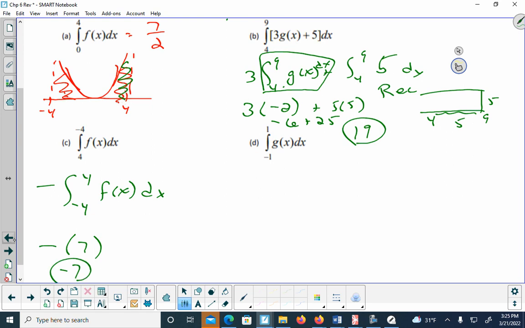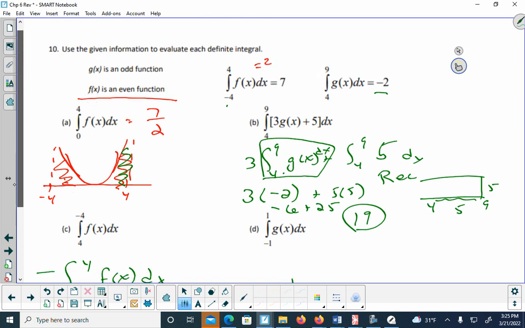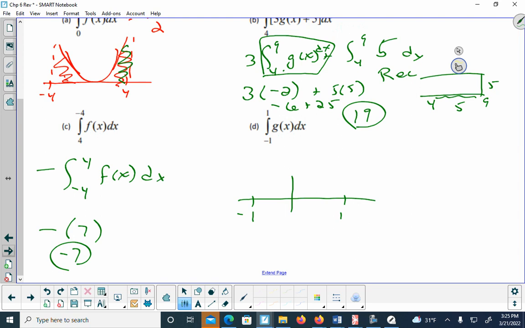And the last one, I'm going from negative 1 to 1. g of x is an odd function, which means it looks the same as, just x, which means that this triangle will be the same as this triangle. So if I'm going from negative 1 to 1, then that's just going to be 0. And that works because it is an odd function. And you need to remember those properties.